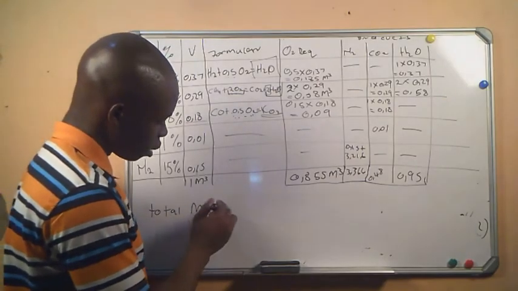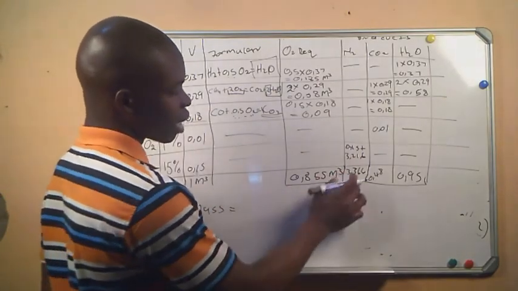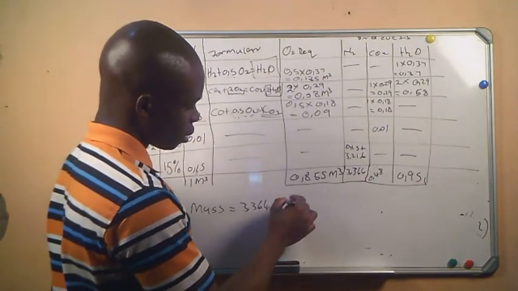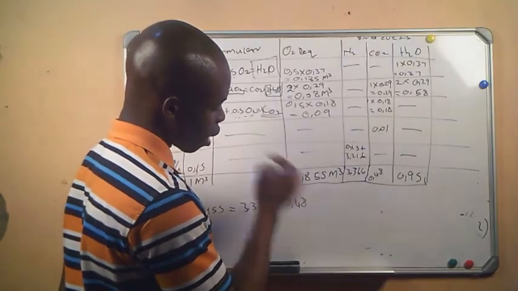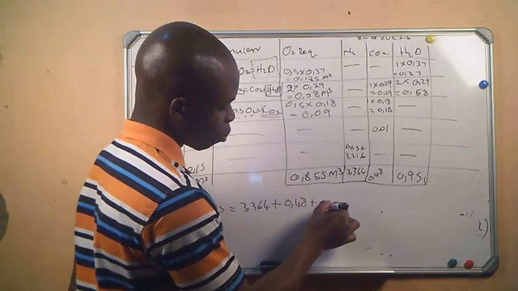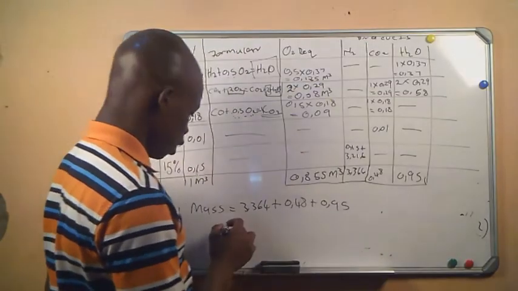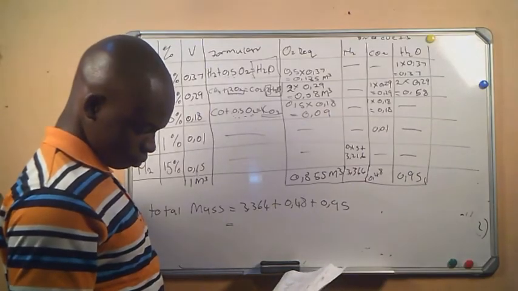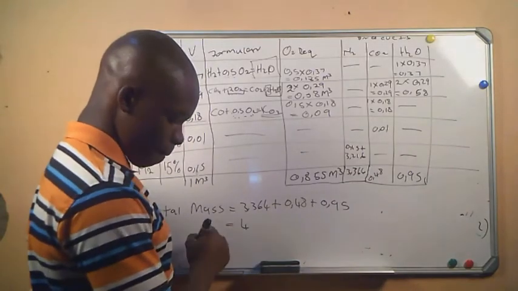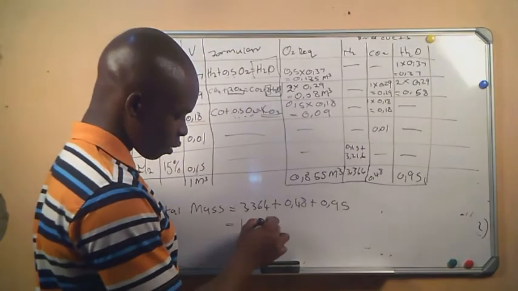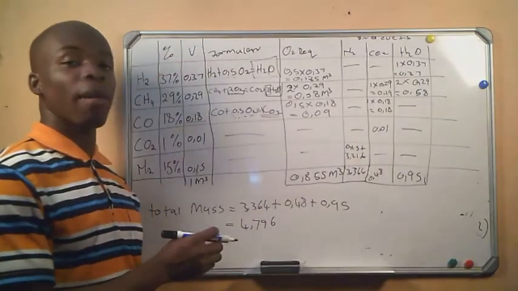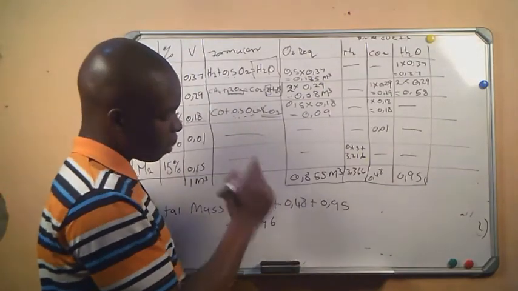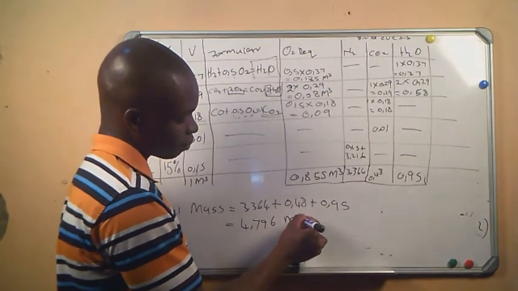And then we come and get the total volume of products in the system, and it will be the sum of these 3, which will be 3.6366 plus 0.48 plus 0.95, and the sum of this will give us 4.796. This is the total volume of the product that will be found after combustion, and this is in cubic meters.